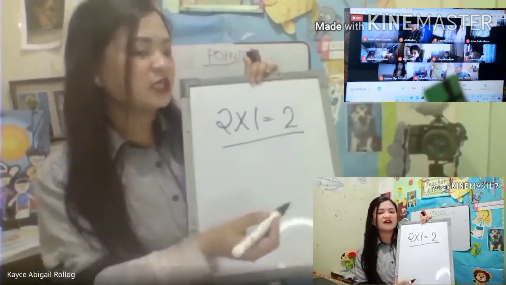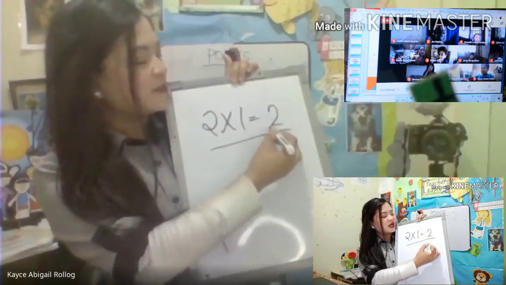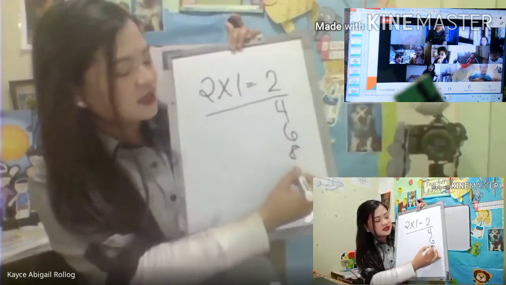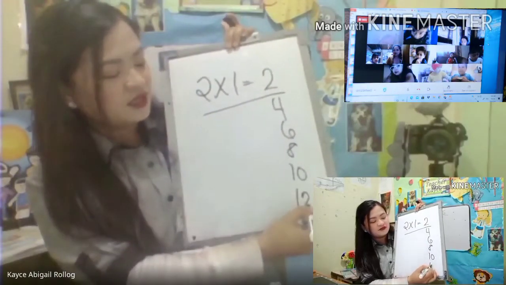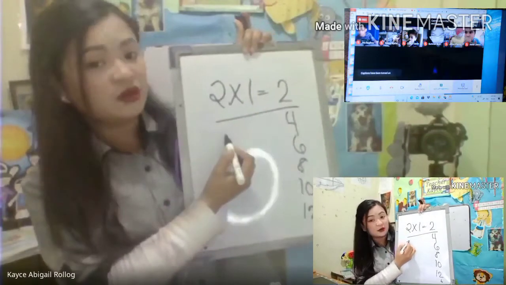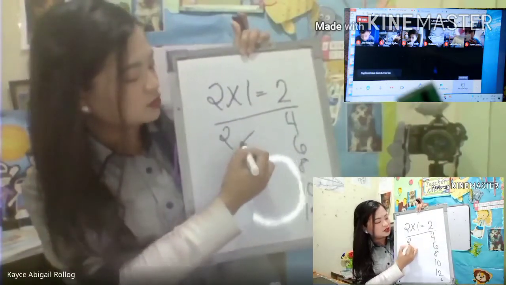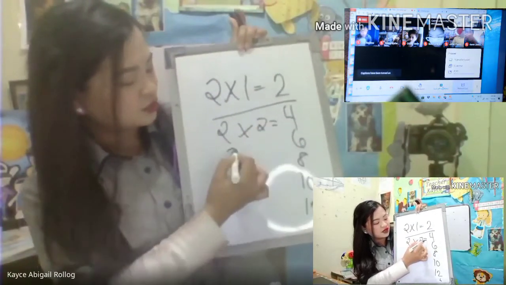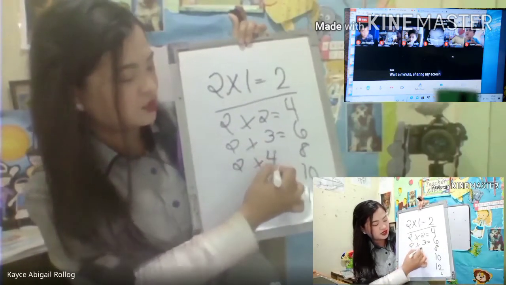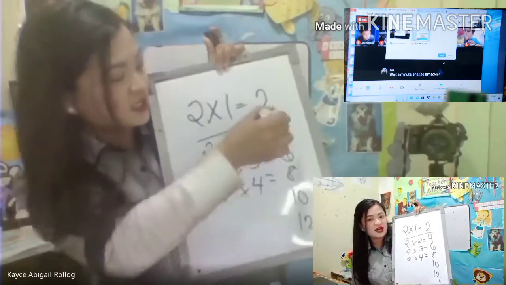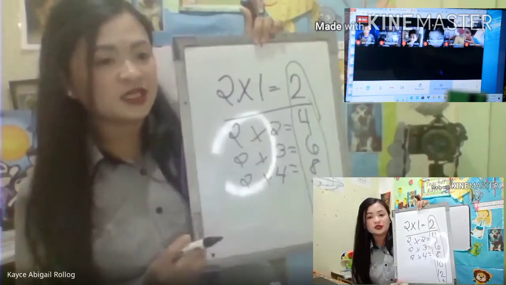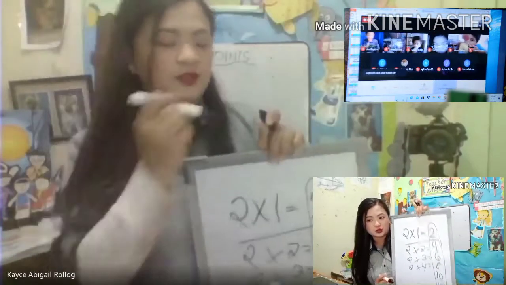So we also have the skip counting of 2: 2, 4, 6, 8, 10, 12. Until 20, this will answer our multiplication table. So 2 times 2, you got 4. 2 times 3, you got 6. 2 times 4, you got 8. So you have the skip counting as the answer for multiplication table 2.